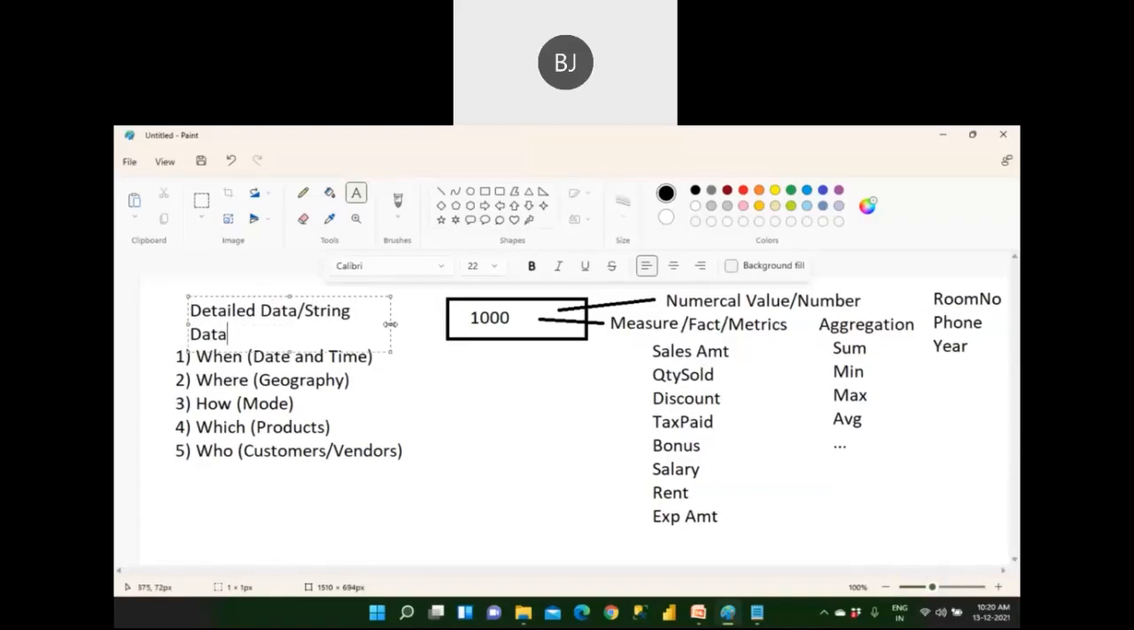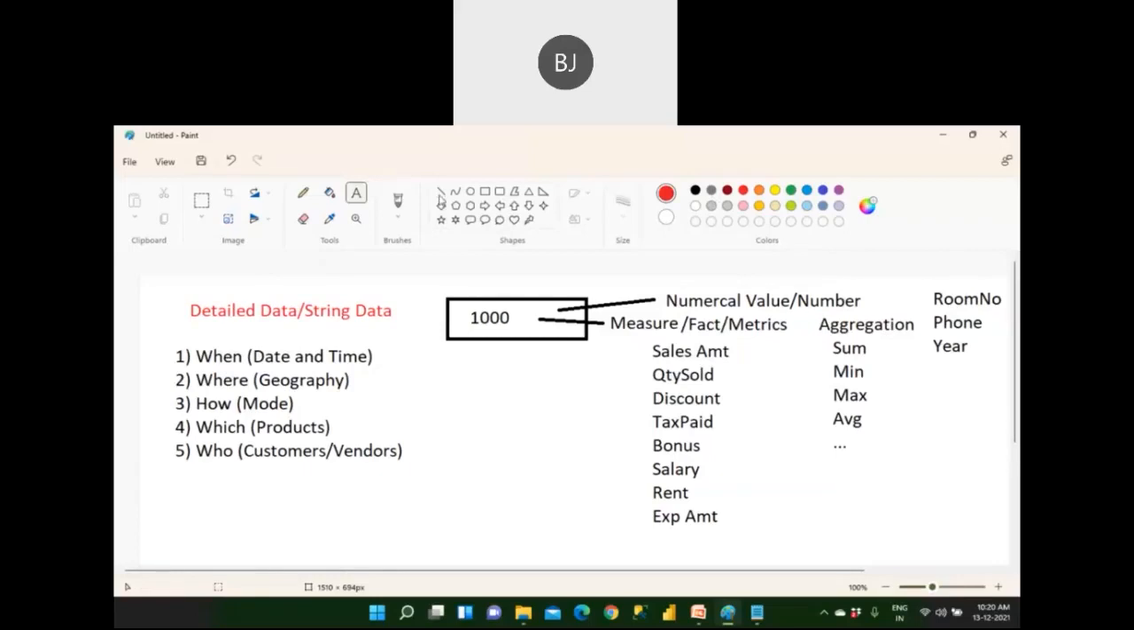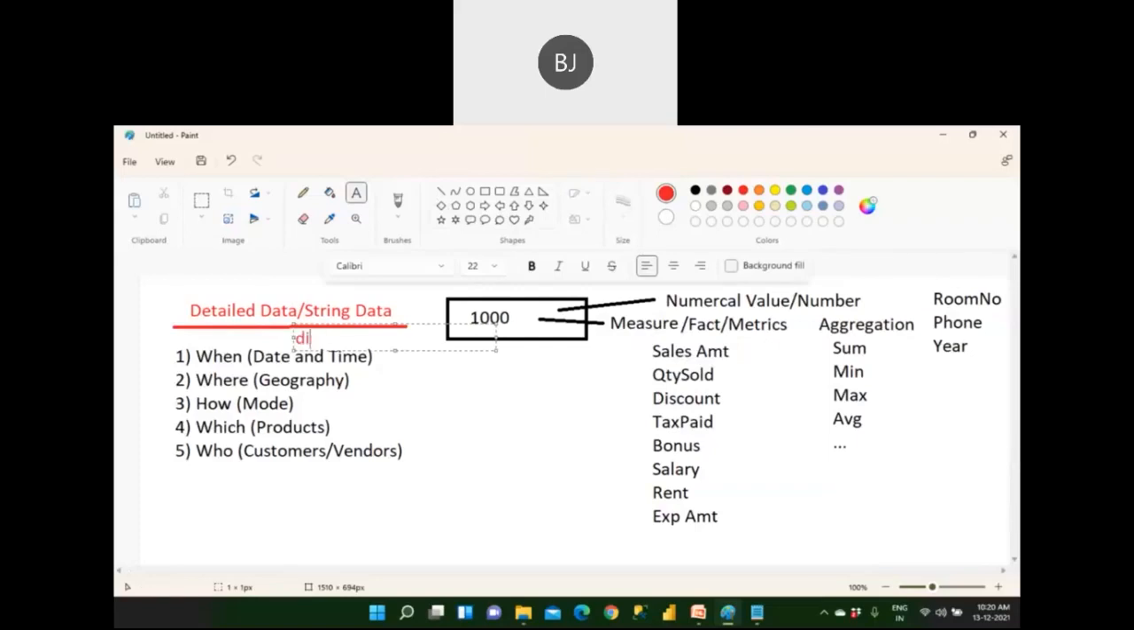Remember this. This is what is called textual data or string data. Remember this point: this kind of data is called a dimension. Clear? Dimension will always give you details about the sales, details about the measures. Okay, I got this 1,000 crore profit, but because of this year, this geography, this mode of sales, these products we're selling. So always you should be able to get detail level information from the dimensions.